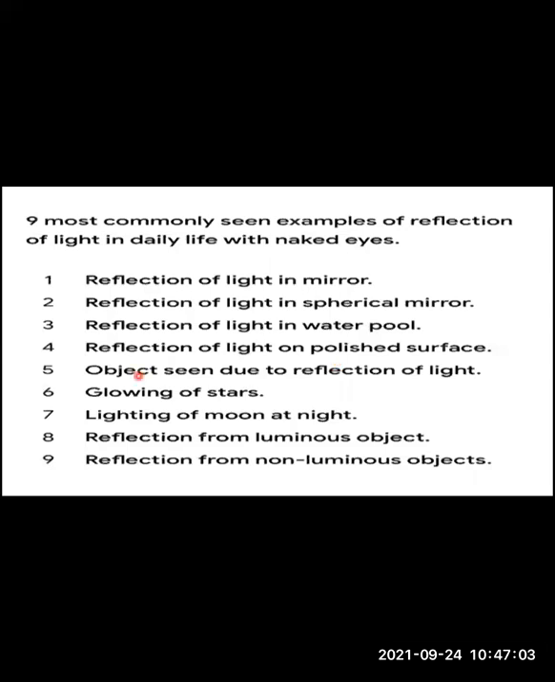Object seen due to reflection of light. The next example in our day-to-day life that we see pertaining to reflection is glowing of stars. Lighting of the moon at night is another example that we see because of reflection. Reflection from the luminous object. Luminous objects are the objects which are able to emit light. In our day-to-day life, the best example of a luminous object would be the sun.